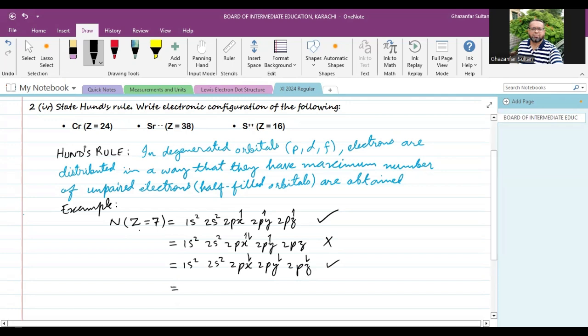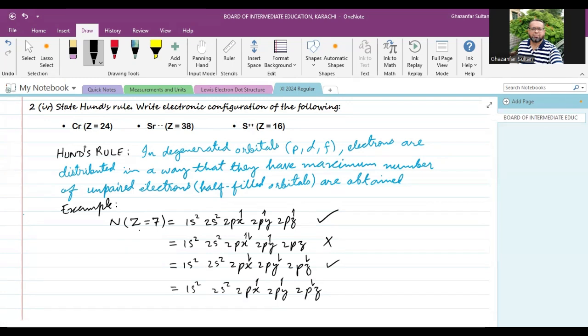See one more example: 1s2, 2s2, 2px, 2py, 2pz. See, although they have the maximum number of half-filled orbitals and maximum number of unpaired electrons, this is the wrong one because the spin of the electron in two orbitals is up and for one of them is down. So this is wrong. So Hund's rule not only says that there should be maximum number of unpaired electrons, but it also tells that their spin must be the same.